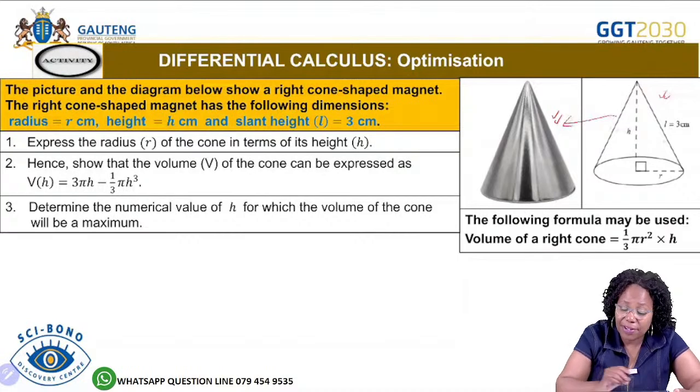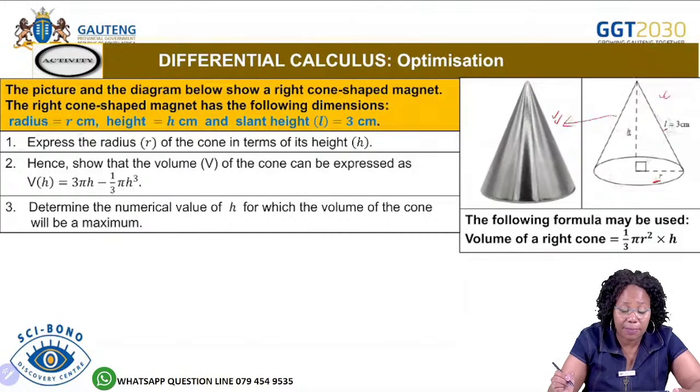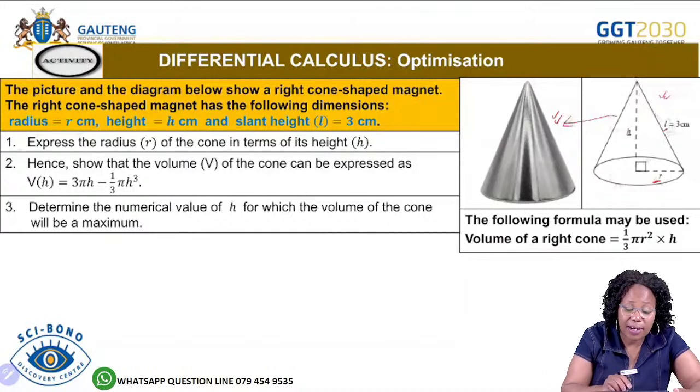Now we have a radius which is indicated by R there, and then we have H, the height of that particular cone, and then now we have a slant height, which is that one, which is the hypotenuse side opposite to your 90 degrees there. And then this is a right cone shape because it's having a 90 degrees angle at the center there. And then now they say express the radius R of the cone in terms of its height H.